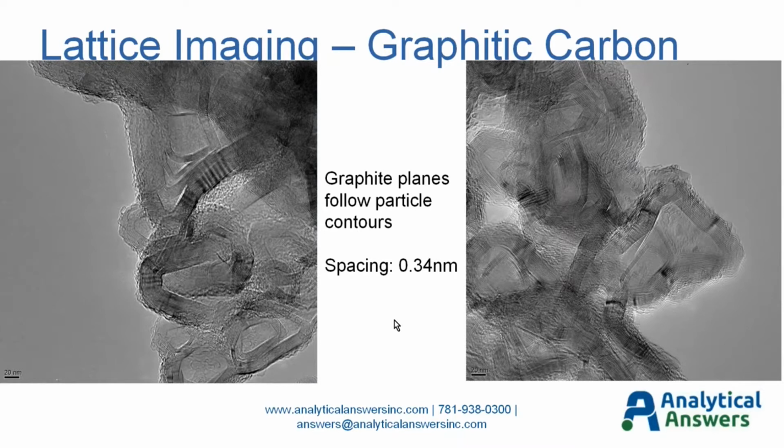Another example of lattice imaging, these are a couple of images from a graphitic carbon sample. Again, this is typically used to check resolution in a TEM. You can see the lattice fringes following around the particle contours, and the spacing in this case is 0.34 nanometers, 3.4 angstroms, so very high resolution capability in the imaging mode.